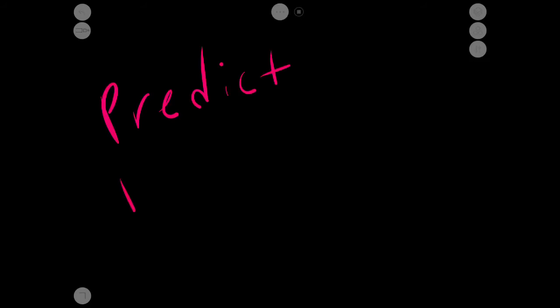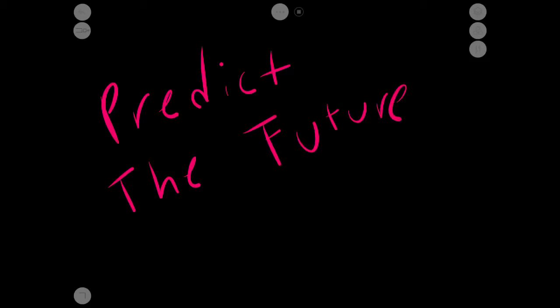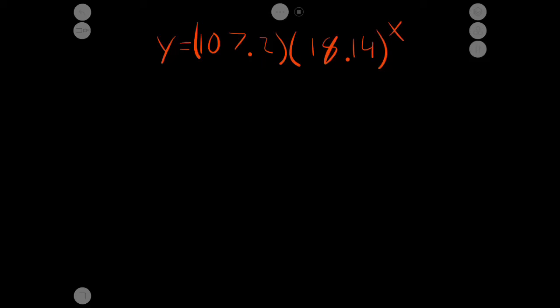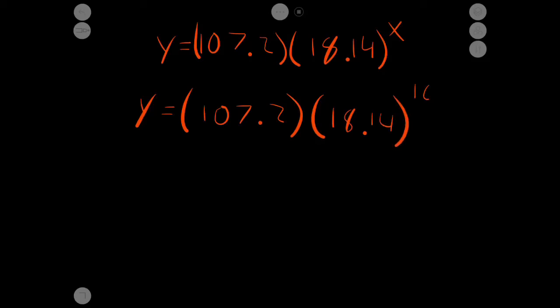Now, let's attempt to predict the future. I want to know how many COVID-19 cases there will be on November 1st in 2020. That's about 10 months since January 1st. So we plug in 10, solve, and the equation says that we'll have 416 trillion cases on November 1st.